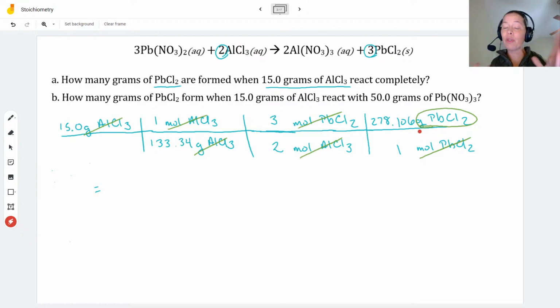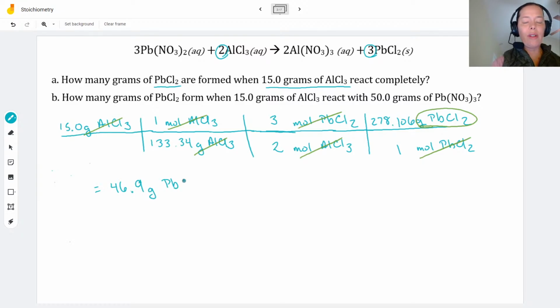I know some other people, so here's another way you can put it in your calculator, is they will multiply all of the numerator numbers and then divide by all of these guys multiplied together. Mathematically, it's totally the same. It's what makes the most sense to you. Okay, all right. So let's go ahead and get this number. We have 46.9 grams of lead chloride. Okay, so we have answered our question. That's fantastic. This one is done.